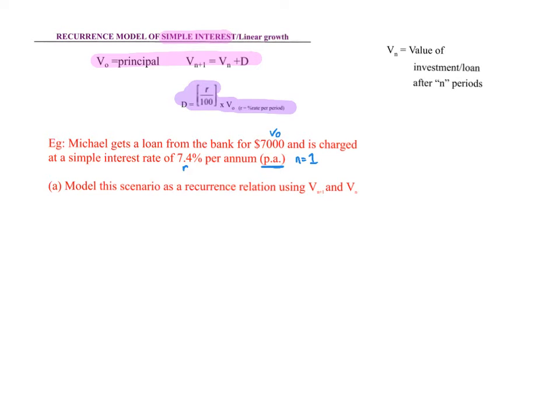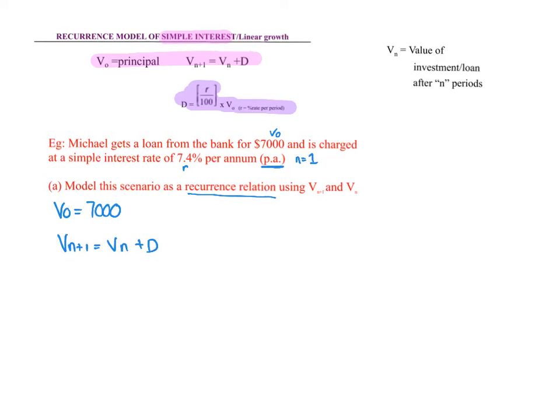Okay, it says model this scenario using Vn+1 and Vn. All right, so a recurrence relation means we always have to do what we said yesterday. We've got to write down V0 if they're asking us to write a recurrence relation. So I'll write V0, and I know that's 7,000. And now I have to write the rule, which I can see up there should follow this pattern. Vn plus D. So I really just need to get the D value.